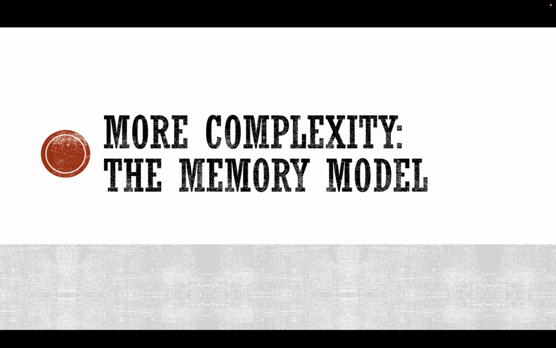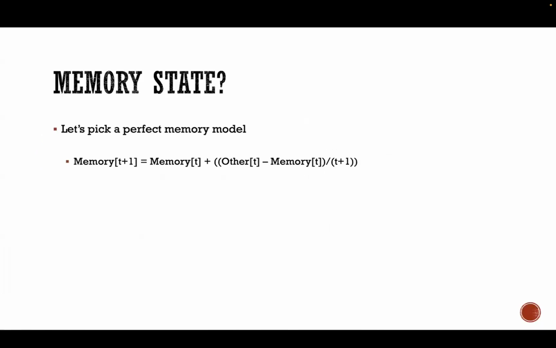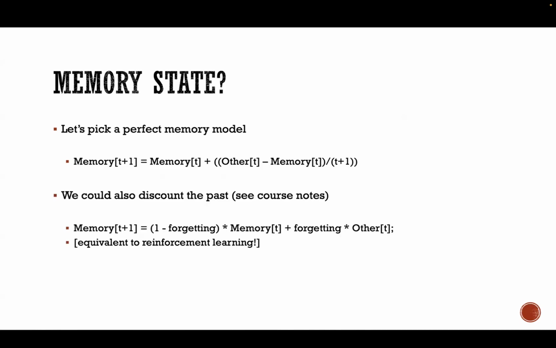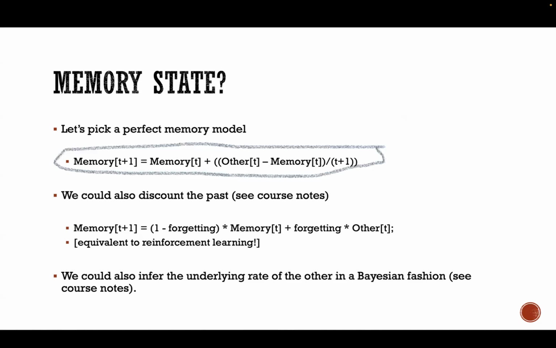How do we then go through a more complex model and again apply the same workflow that we've seen last week? I'm going to take the memory model. We've seen already that we want to pick a model for the example that has perfect memory. And we've seen last time there's a couple of other possibilities that are developed in the course notes. I'm not going to discuss them now.